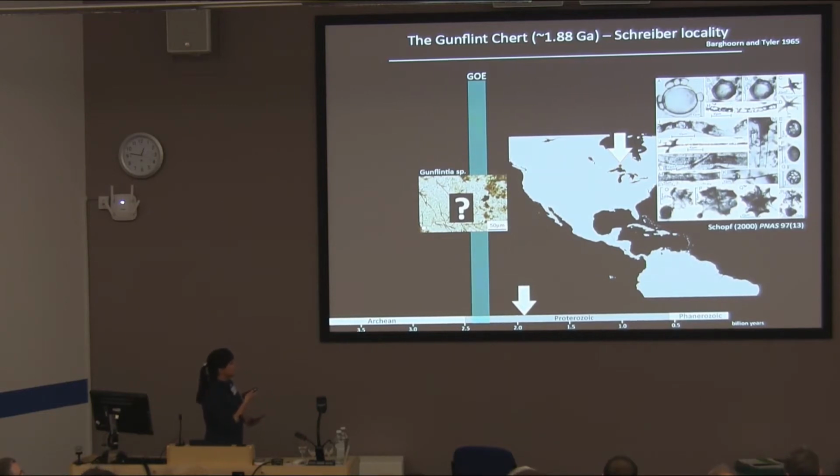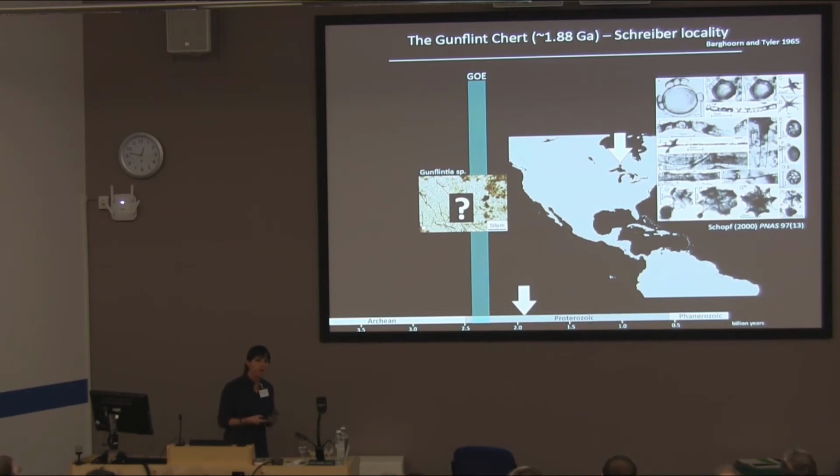The Gunflint is located here in Canada at Lake Superior. It is outstanding because it was the first deposit described where we find microbes from the Precambrian. In 1965, Barghoorn and Tyler described fossils from the Gunflint. So we have seen a lot of studies from the Gunflint using microscopic slides.